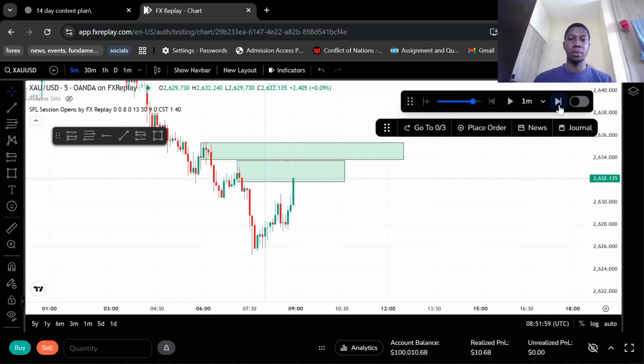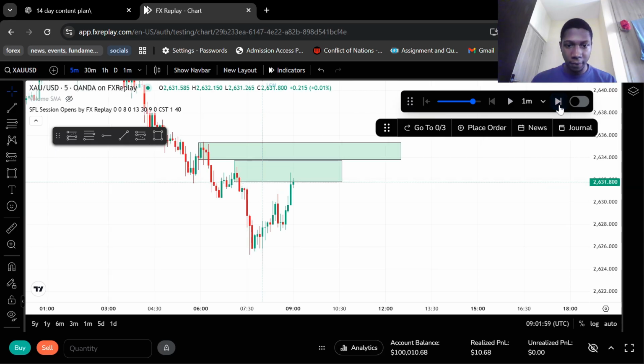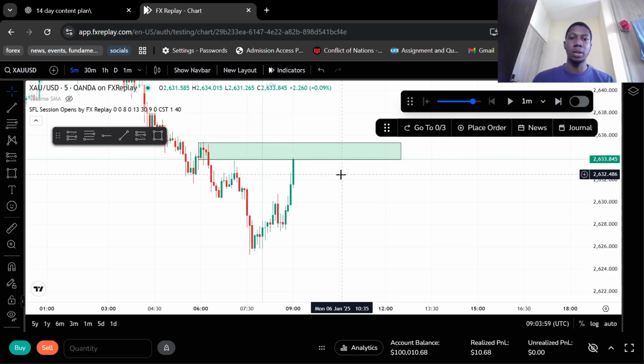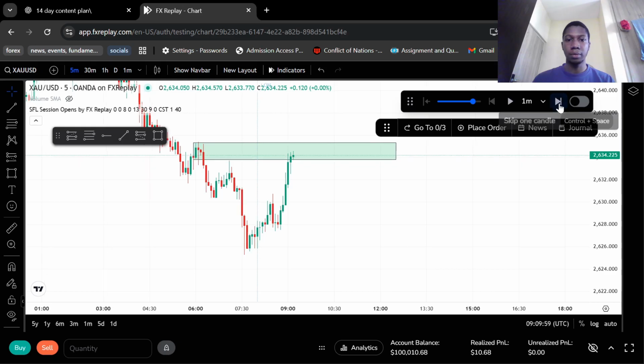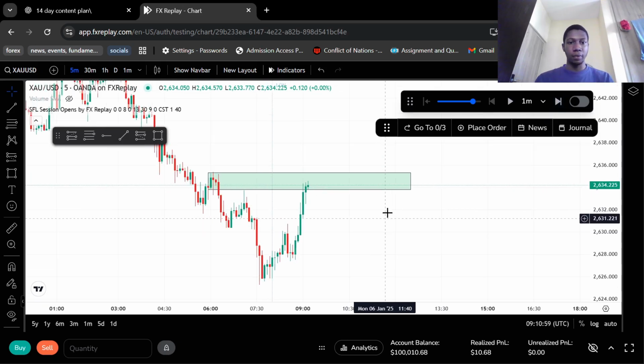Let's see if it taps our zone and gives... nope, invalidated. Goes to our next zone. We get to close. Nope. What's this? What time? 9:05. Nope. So it invalidated both our zones.